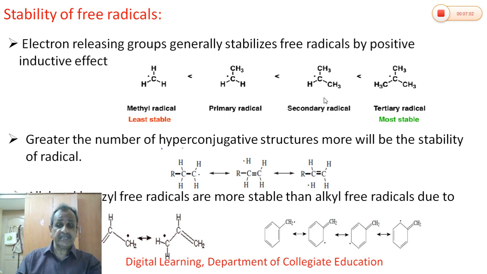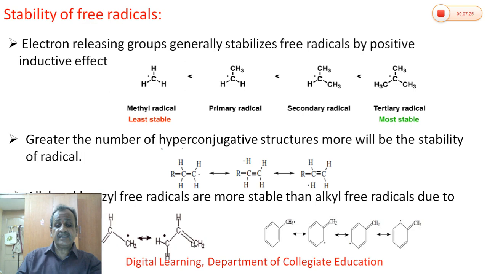For tertiary free radical, 9 structures are possible. For secondary, 6 structures are possible. For primary, 3 structures are possible. For this, no hyperconjugation. Therefore, this is least stable. This is most stable. Greater the number of hyperconjugative structures, more will be the stability. For that reason, there is a difference in stability.